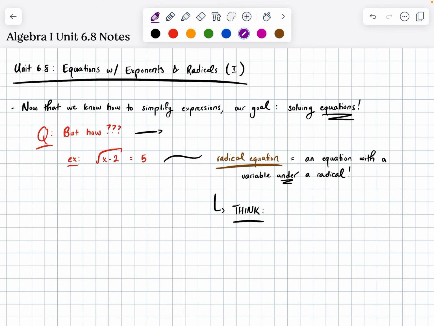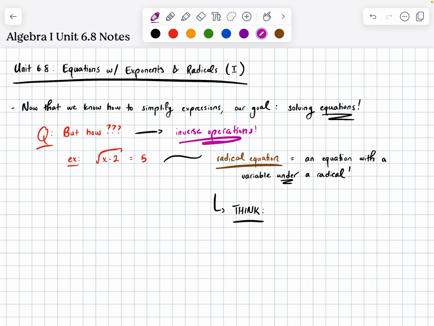In order to solve an equation, my goal is to isolate the variable. And in order to isolate the variable, the strategy that I use, the way that I do that, well, I'm going to deploy my old friend. I'm going to use some inverse operations. So for example, if I have the square root of x minus 2, if my goal is to get x by itself, well, I need to get rid of the negative 2.